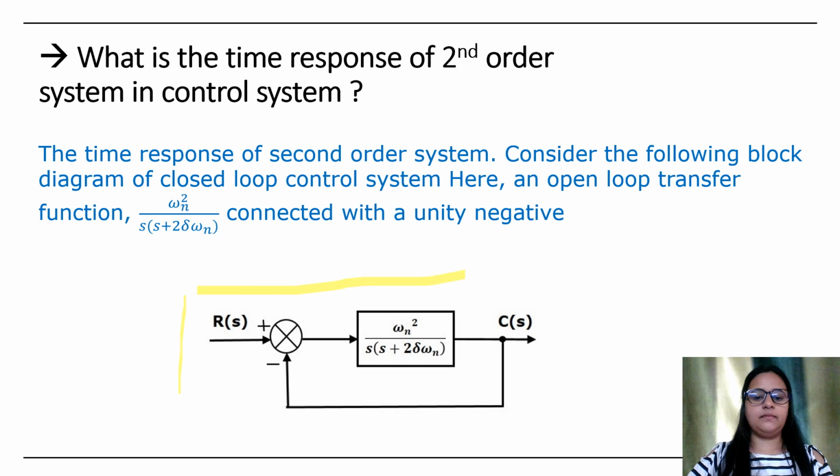This is the block diagram of a closed loop control system. This is the open loop transfer function which is connected to a unity negative feedback. R(s) is the Laplace transform of the input signal and C(s) is the Laplace transform of the output signal.